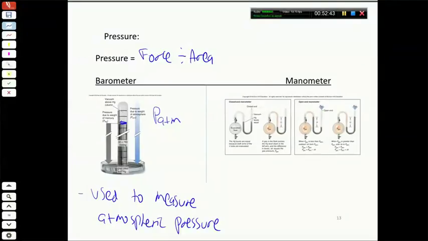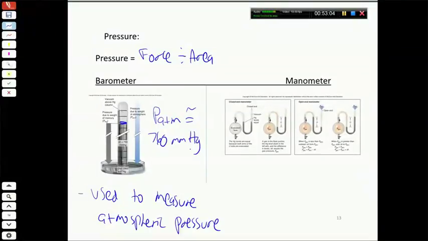So when we measure atmospheric pressure, it corresponds to around 760 millimeters of mercury. Now that number can of course change a little bit depending on the atmospheric conditions, but standard atmospheric pressure at sea level is 760 millimeters of mercury. So if we have a mercury barometer at sea level, the height of that mercury column would be 760 millimeters.